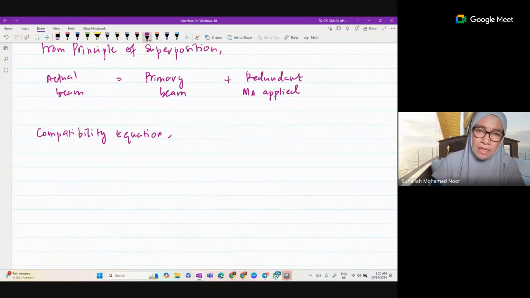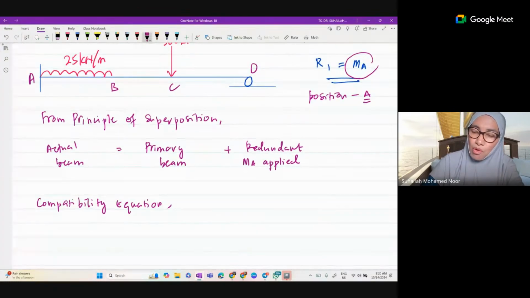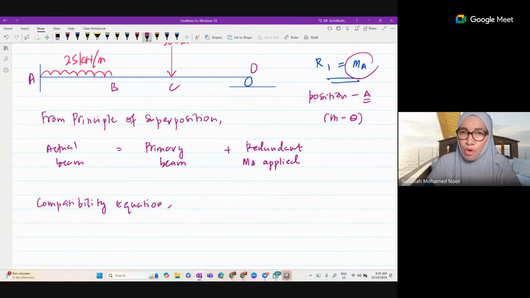For the compatibility equation, because the moment is the redundant, always remember that moment is paired with theta, the moment's partner is theta. Moment induces rotation. So for the compatibility equation, we have to use theta, not delta. Delta is used when P is the redundant, when it is a vertical or horizontal force. But for moment, we use theta.